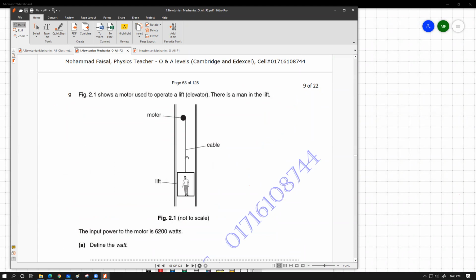Okay, number 9, I will see. Number 9 was: figure 2.1 shows a motor used to operate a lift or elevator. There is a man in the lift.